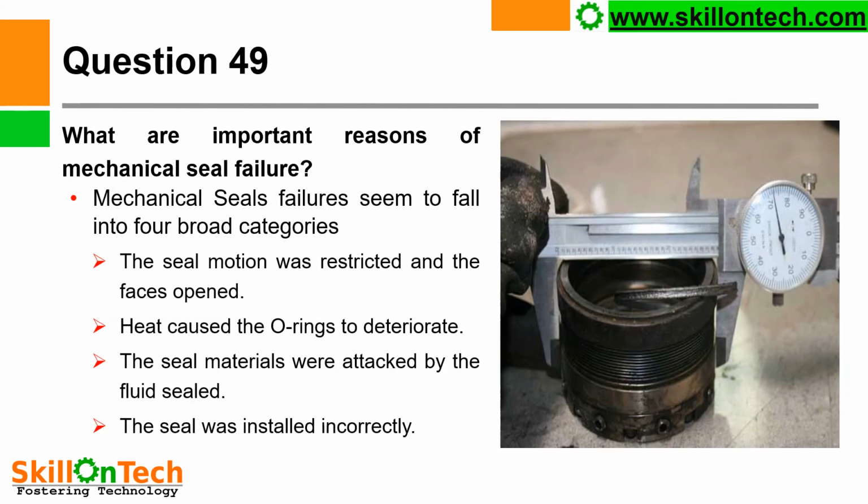Reasons of mechanical seal failure. Mechanical seal failures seem to fall into four broad categories. The seal motion was restricted and the face opened. If our seal faces will open due to any restriction in the seal motion, then leakage may occur. Heat caused the O-ring to deteriorate. Due to pressure and velocity of seal faces, heat will be generated in the seal chamber. So that can cause O-rings to deteriorate.